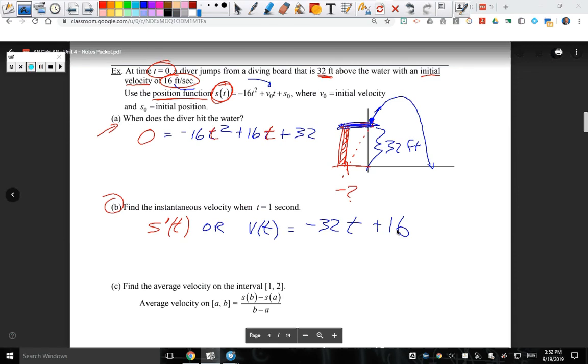I don't set it equal to 0. Don't get into a routine of just, okay, you do this next, because it's all different. You got to treat it conceptually like a physics-based problem. Okay? So, we're going to plug in 1. That means you're looking for s prime of 1, aka v of 1. Right? So that would be negative 32 times 1 plus this. What does that equal, guys? Negative 16. So at 1 second, this person is traveling downward toward the surface of the Earth at negative 16 feet per second.